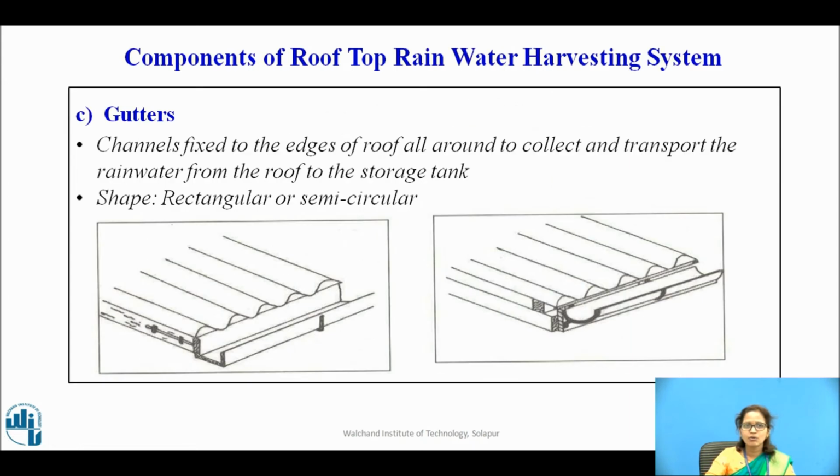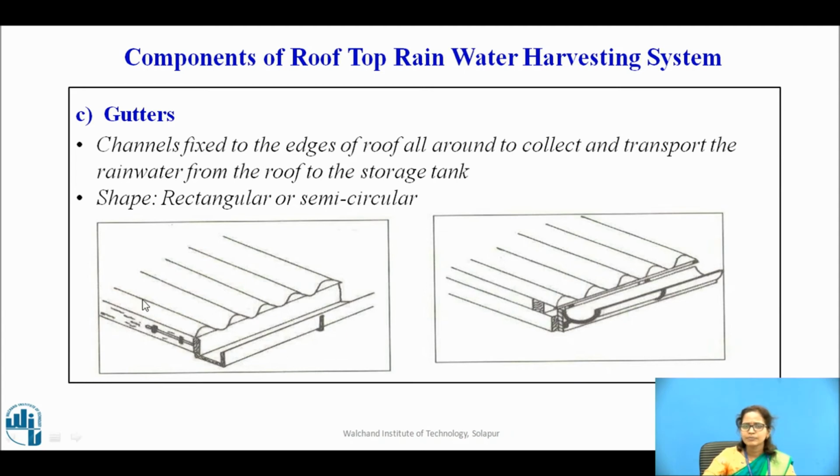So let's see the components over here. In the roof catchment, the first component was the roof catchment. Over there you can see that the water can be collected from the roof of the buildings or the houses, and the materials used for the construction will be asbestos sheets, or even thatched roofs or galvanized roofs. They are not feasible for that.